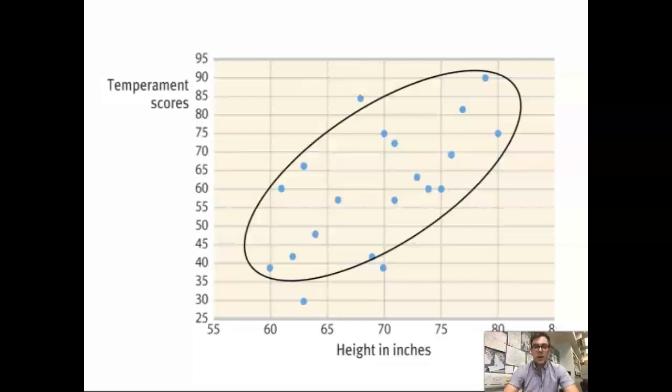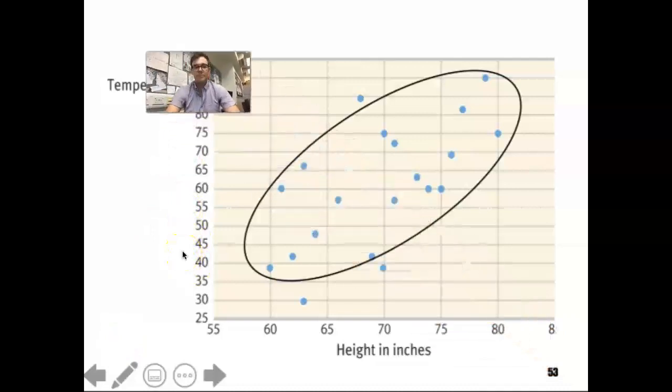So in this case, there's a moderate positive correlation of about 0.63 in the relationship between height and temperament in men. Okay, so the x-axis right here, the cause, is going to be height, and then the y-axis here is going to be the effect, which will be the temperament of the men.